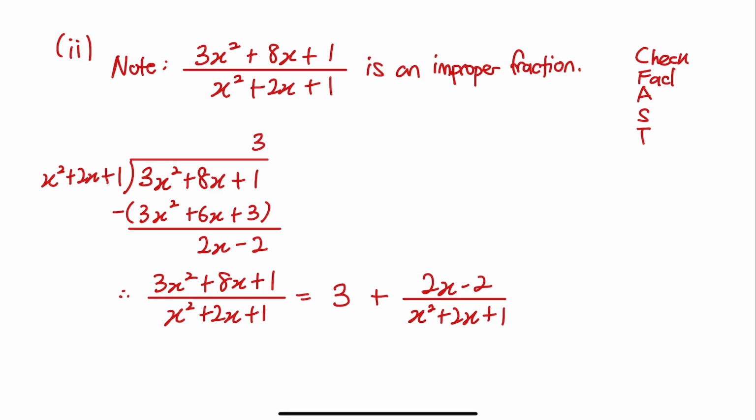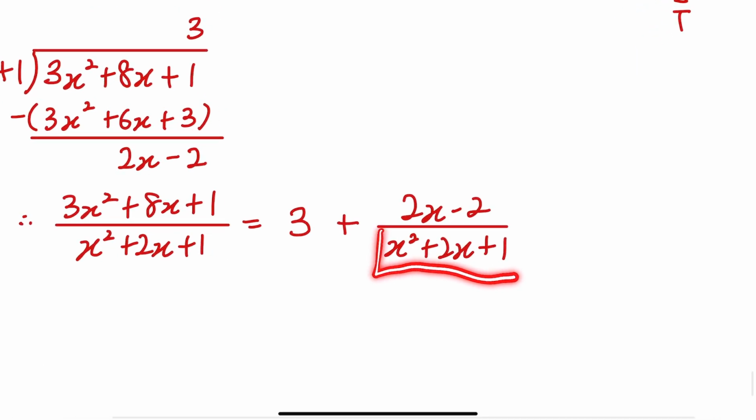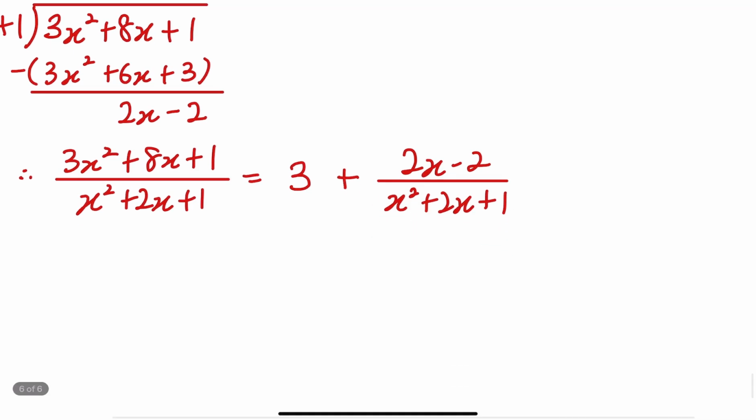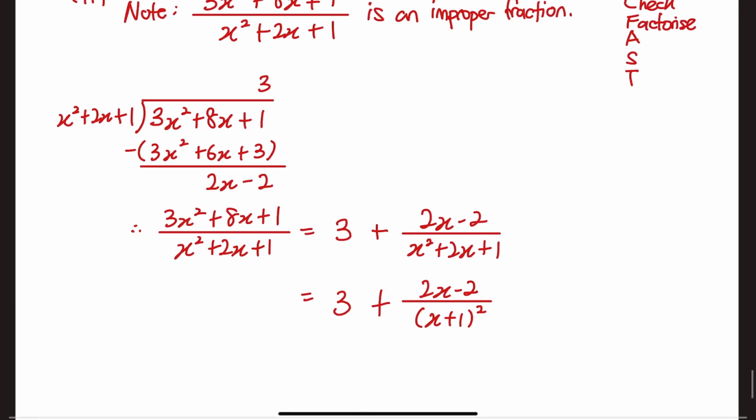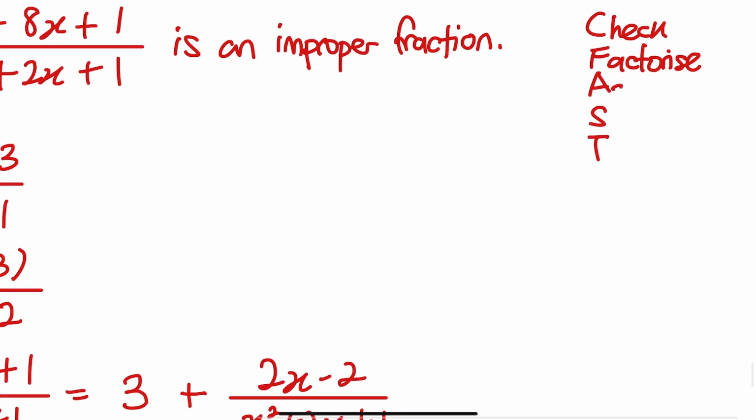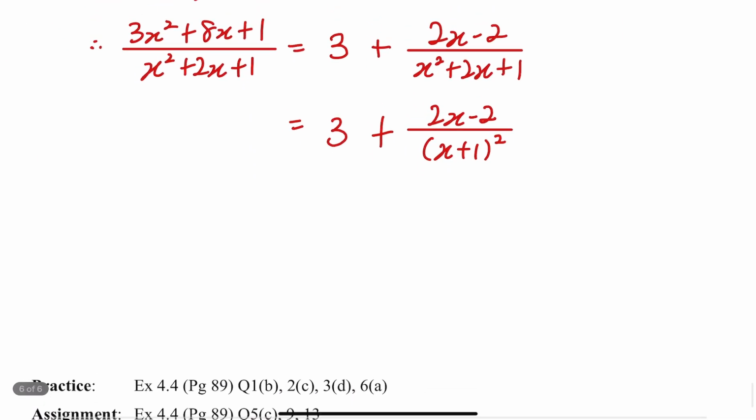Next step, factorize the denominator. I note that x squared plus 2x plus 1 can be factorized. This is a special identity if you can recognize it. It is simply x plus 1, the whole thing squared. So next step, factorize, done. Next step, assign partial fractions. So I just consider this fraction by itself first.